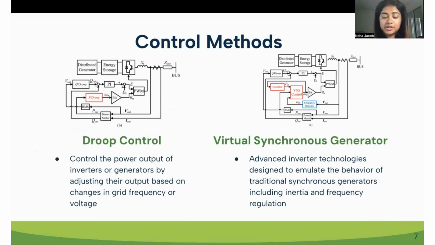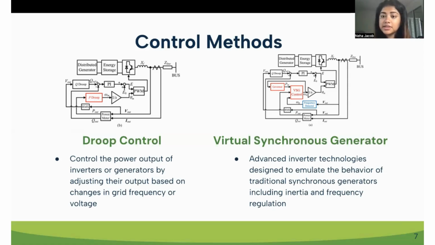So Droop control is much more simple. It works for both a traditional generator and a grid forming inverter, and here it controls the power output of either your inverter or your generator by adjusting their output based on any changes in your grid frequency or voltage. So it's much easier to implement, but it isn't as precise because if there's any change in your damping constant, this can create much larger deviations in your frequency.